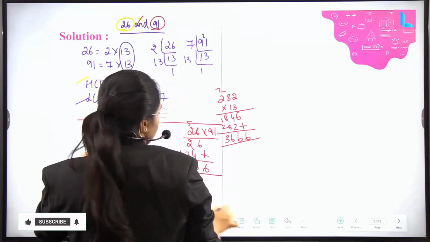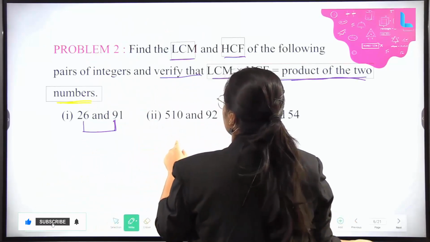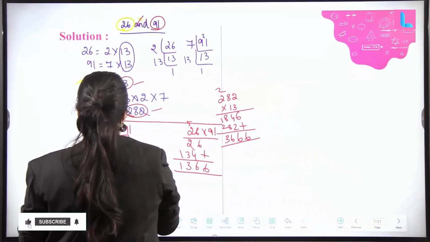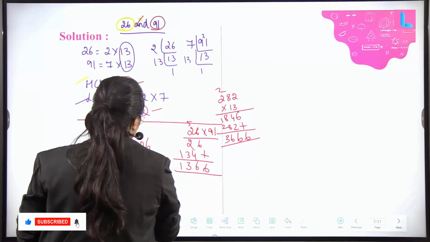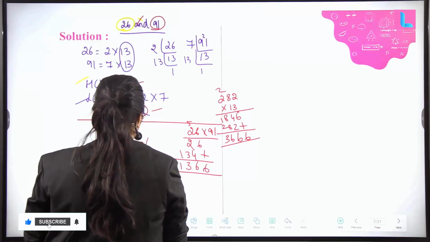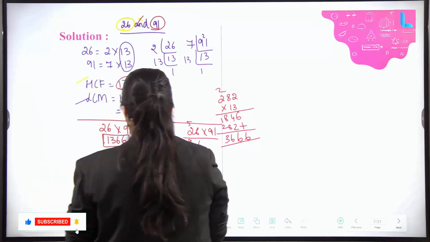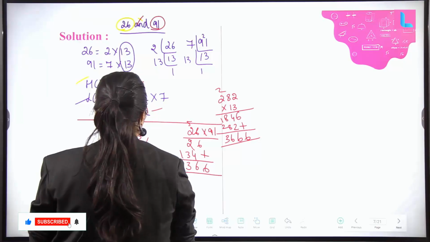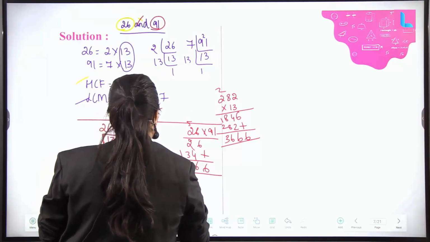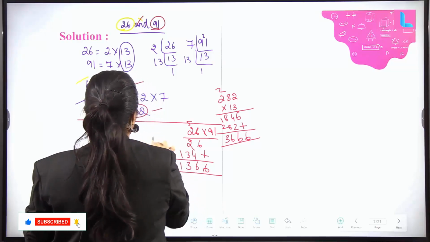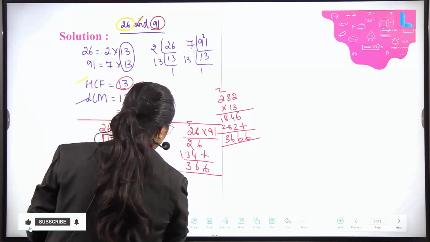So let's just check it again. 26 and 91. 26 into 90. 6, 2, 9, 18, 27, 36, 45, 54. 9, 6, 6, 3, 1. And hence the next thing you have to do.